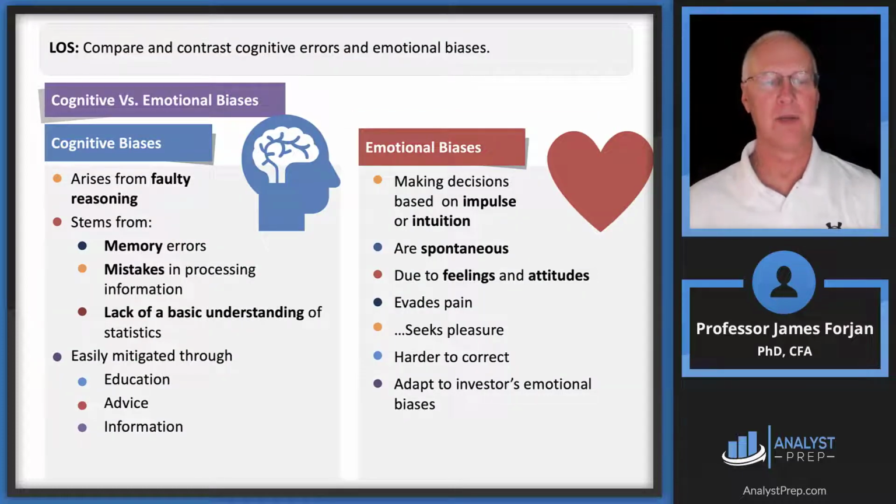All right, cognitive biases. What did I say? These are mistakes of the brain. And there we have a beautiful picture of a blue dude with a brain up there. Faulty reasoning, so memory errors, mistakes in processing information, and a lack of basic understanding, not only of statistics, but maybe investments in general. So think about some of these mistakes, and I'll give you an example.